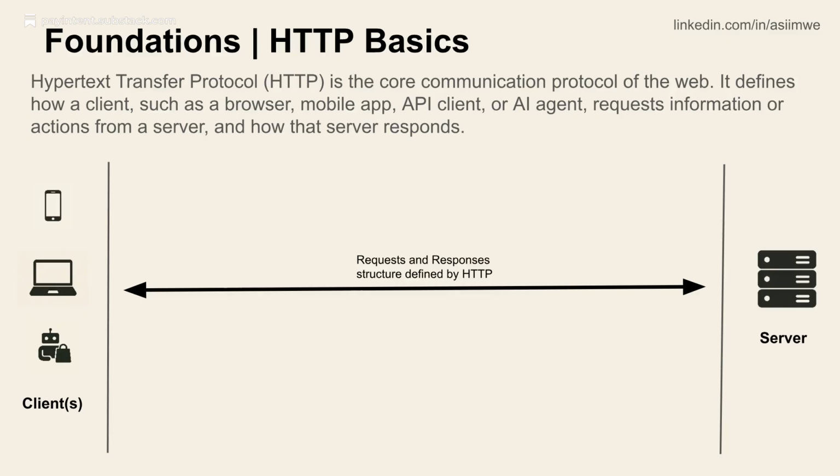You've probably seen those letters before in your internet browser. HTTP is a protocol that defines the core communication structure of the internet, detailing how a client requests information or actions from a server and how the server responds. A client can be your smartphone, a laptop, another server, or even an AI agent.